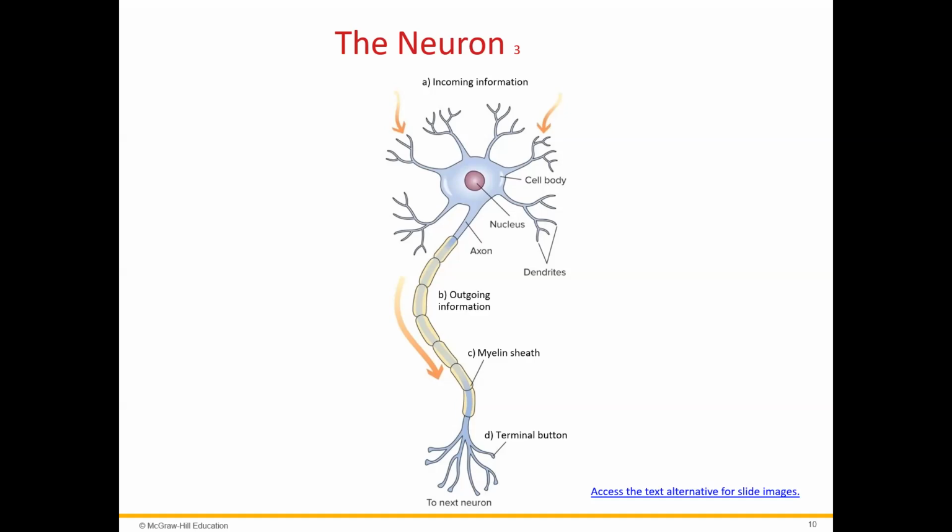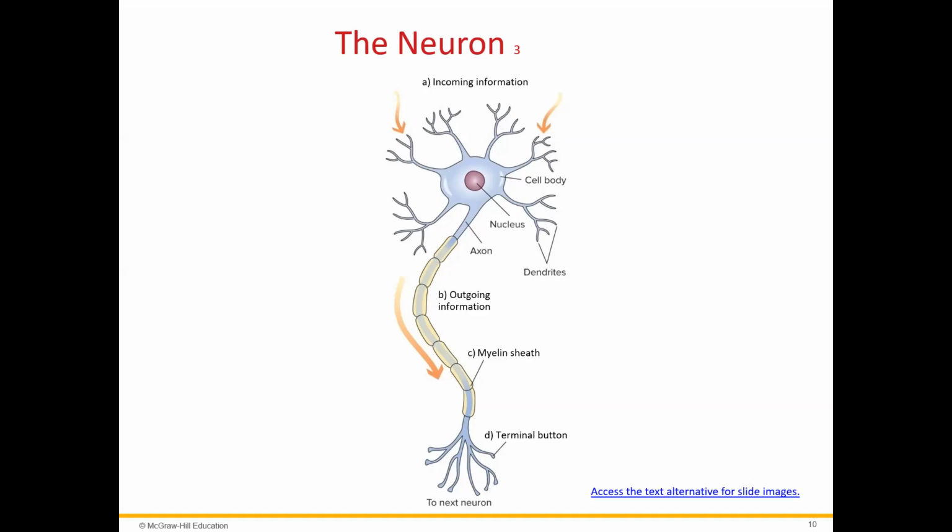The amount of myelin will also vary. The thicker the myelin coating, the faster the axon can transmit information. So that is what a myelin sheath is.